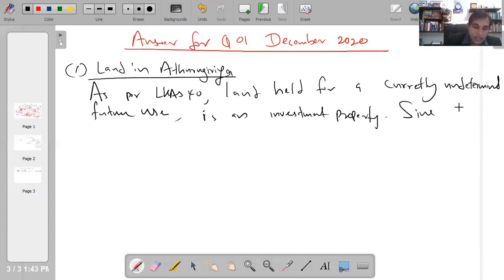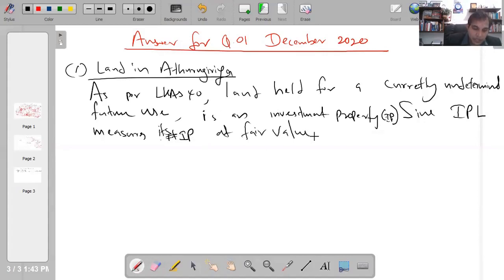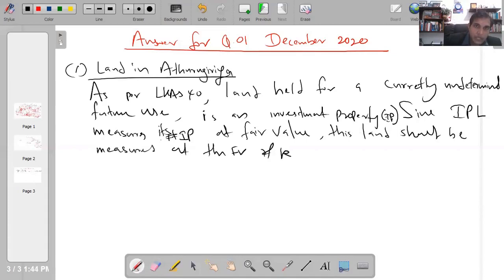Since IPL measures its investment properties at fair value, this land should be measured at the fair value of 13.7 million as at 30th June 2020.